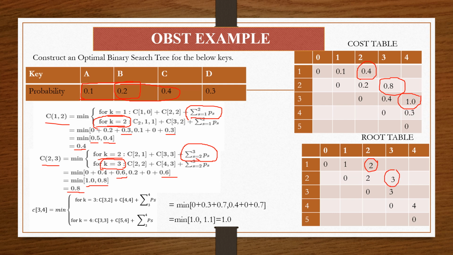For 3, 4, the minimum value is 1. Where did I get 1? When k is 3. So this is 1 and I got this when k is 3. That is the reason I am entering 3 in the root table. So hope you understood how to fill the cost table and the root table. We will fill the remaining as well.